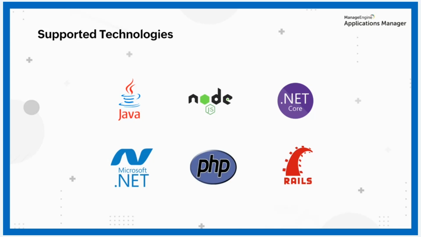The supported technologies in APM Insight are Java, Node.js, .NET Core, Microsoft .NET, PHP, and Ruby on Rails, and from the latest Applications Manager build 16650, we have started to support Python technology as well.